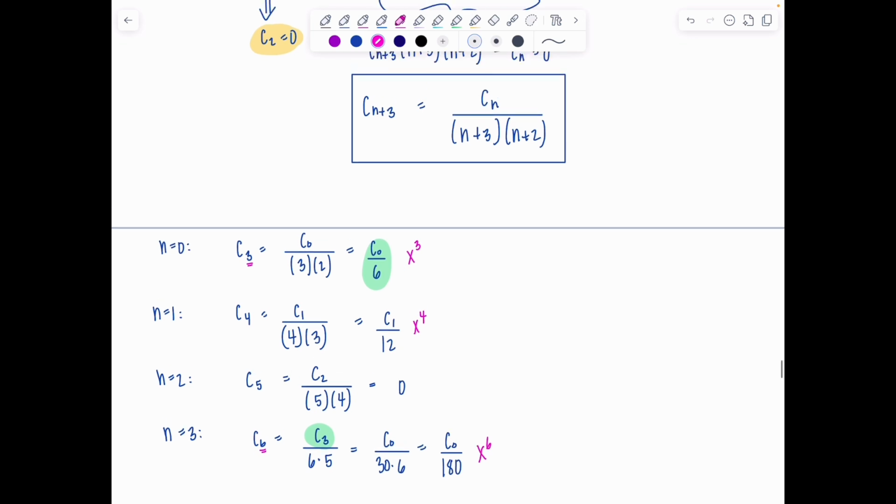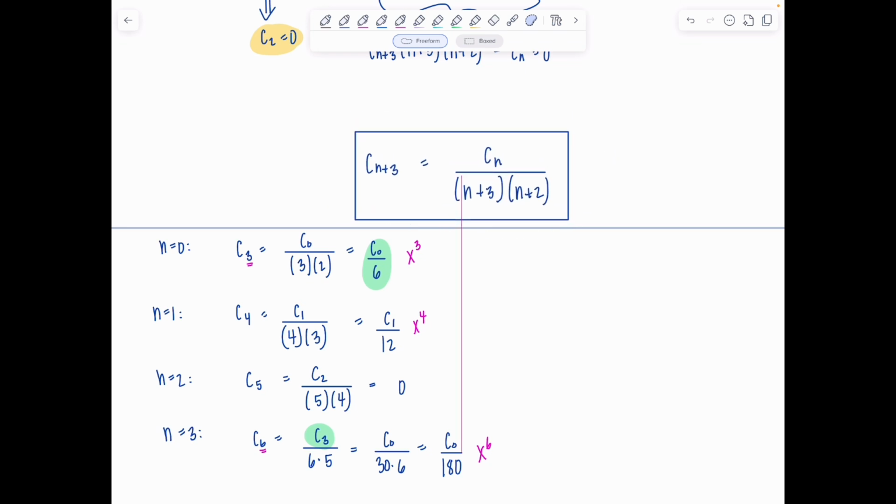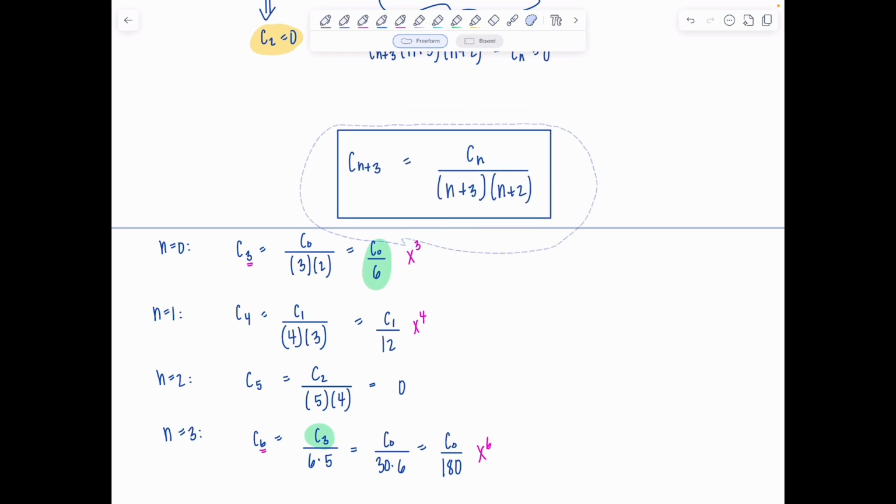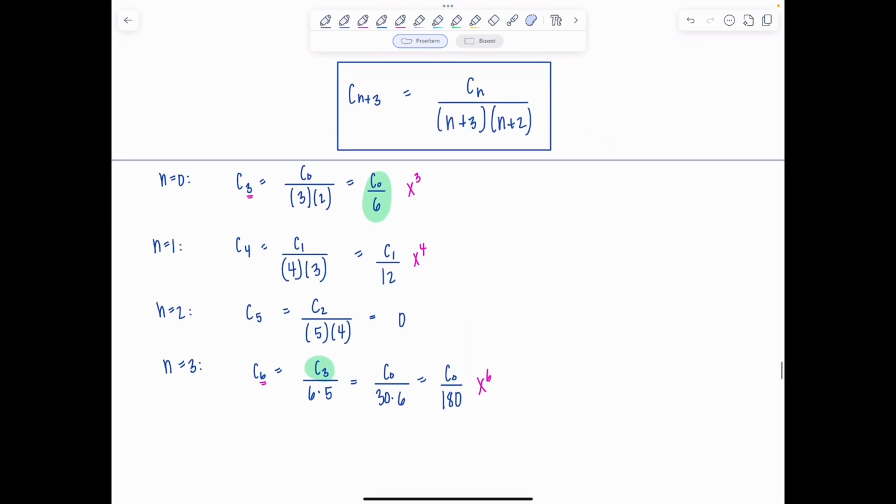Let me scoot this down so I can scoot the page up. And then you can still see the formula. Okay, perfect. Okay, let's do one more. Actually, no, we'll do quite a few more. Okay, n equals 4. That's going to give me c sub 7. So that's c4 over 7 times 6.